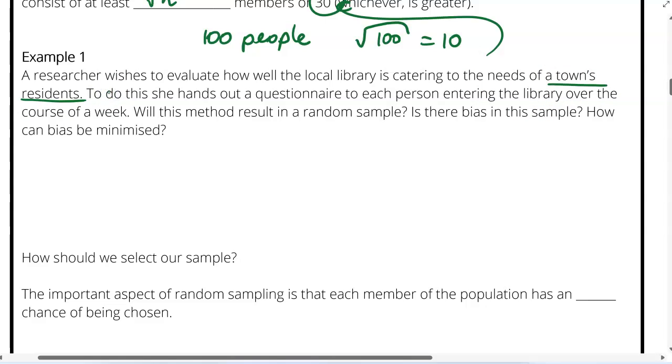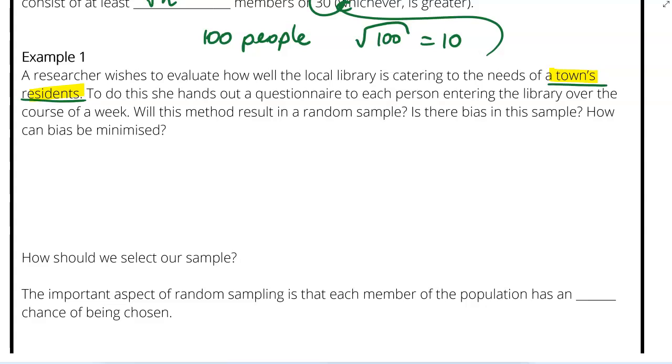Do we think this is a good way to get that information? Handing out a questionnaire to people that come to the library during the week? Yes? No bias in that? All right. Yes, there is actually. So let's think about this. We want to know, and I've underlined, the town's residents. Now, the people that frequent the library, don't you think those people would probably feel like the library satisfied their needs because they're attending the library anyway?